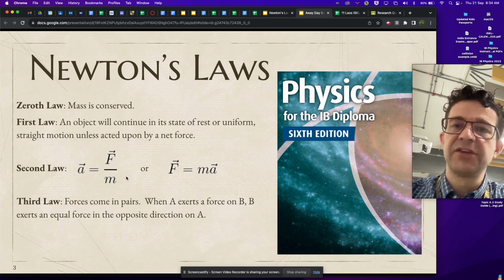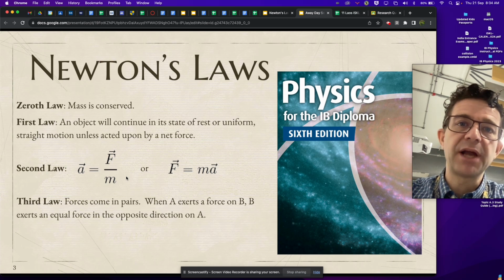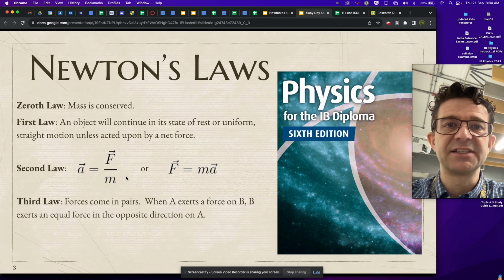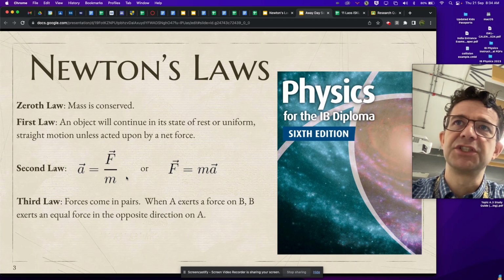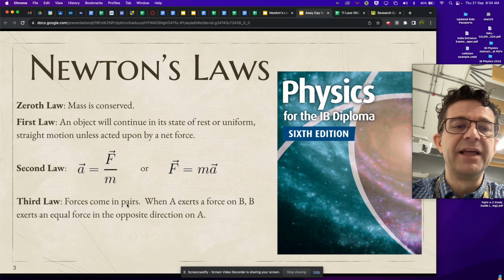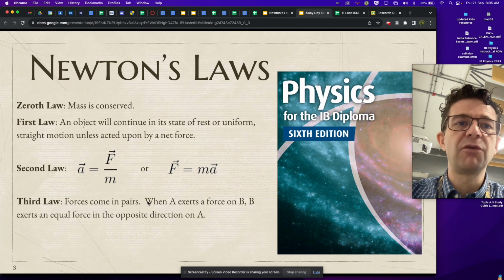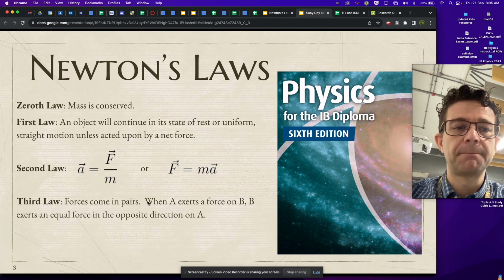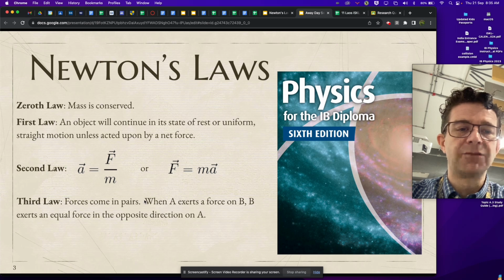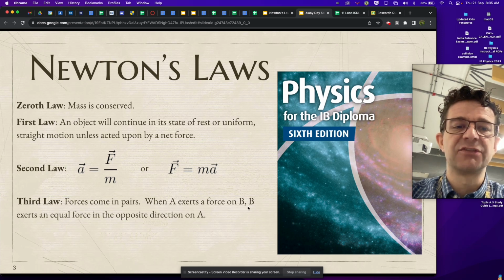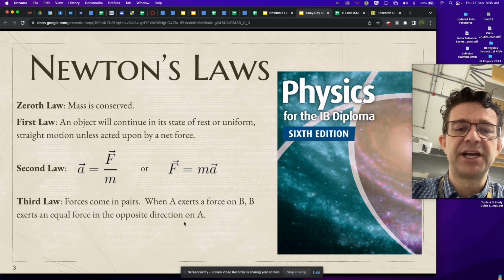The final of Newton's laws, which isn't going to come up much today, is that all forces come in pairs, meaning that when one object pushes against another or pulls against another, then that object pushes or pulls back. For example, if you have a person standing on the floor and the normal force pushes upwards on their feet, there's an equal and opposite force that the feet exert on the ground, pushing down. So more directly, when object A exerts a force on object B, object B exerts an equal and opposite force on object A.